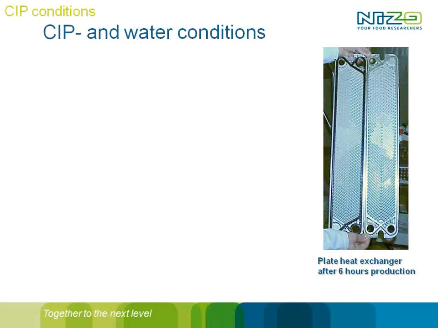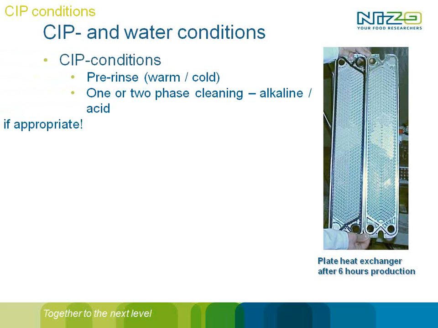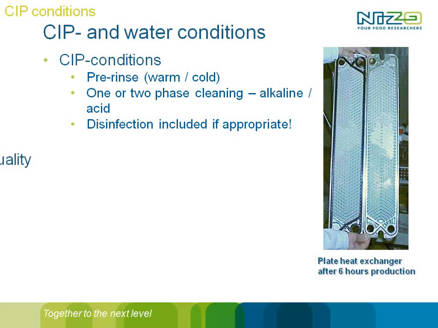Well, knowing now a bit more about the cleaning theory, we now come to the CIP conditions. How should we design our CIP protocol? Looking at, let's say, a standard CIP, we can distinguish a couple of phases. First, we have a pre-rinse to remove the big parts of the fouling, followed by a 1 or 2 phase cleaning. It could be alkaline combined with a sequestering agent, or an alkaline followed by an acid step. And finally, if necessary or appropriate, you can have a disinfection step.